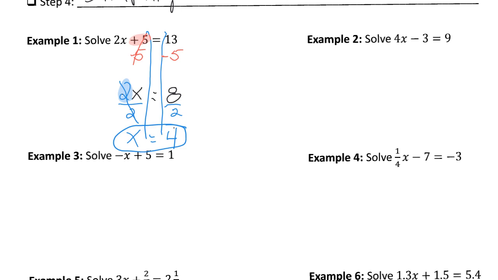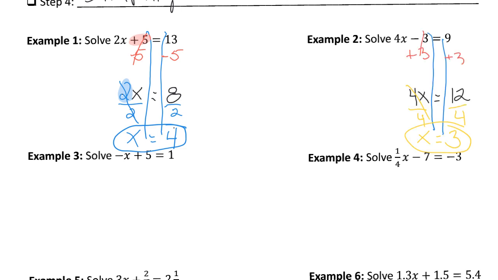Okay? I think you could try example 2. I want you to try example 2 right now. So do addition or subtraction, then multiplication or division. Okay, so hopefully you got x is equal to 3. So you did the opposite of subtraction, which is addition, did the opposite of multiplication, which is dividing, and then you ended up with x equal to 3.